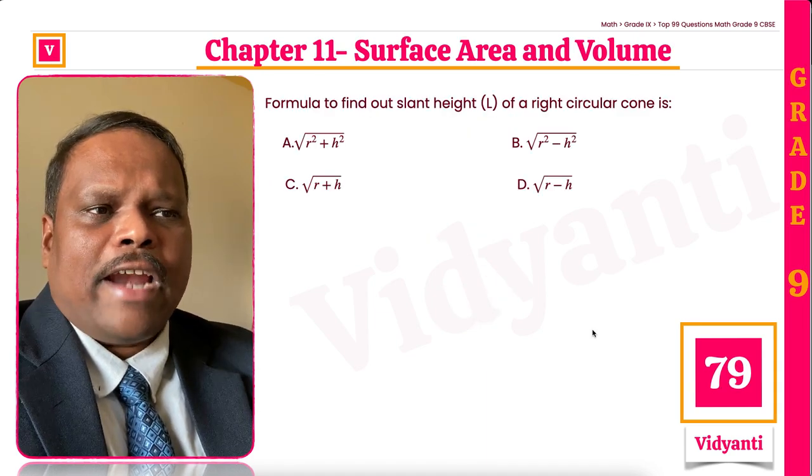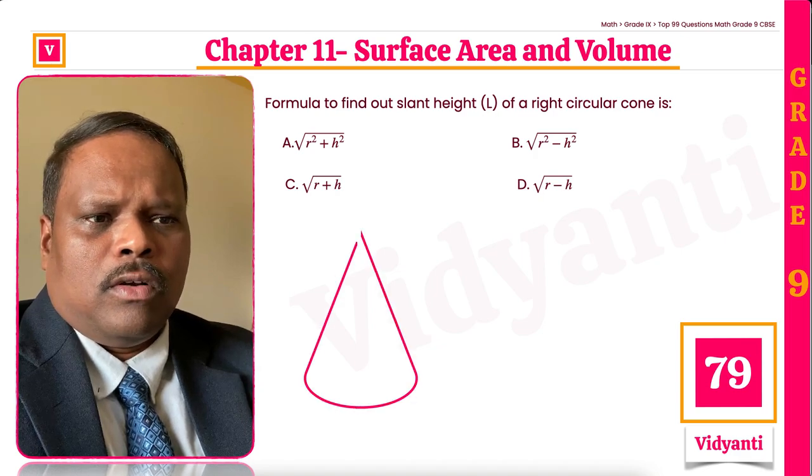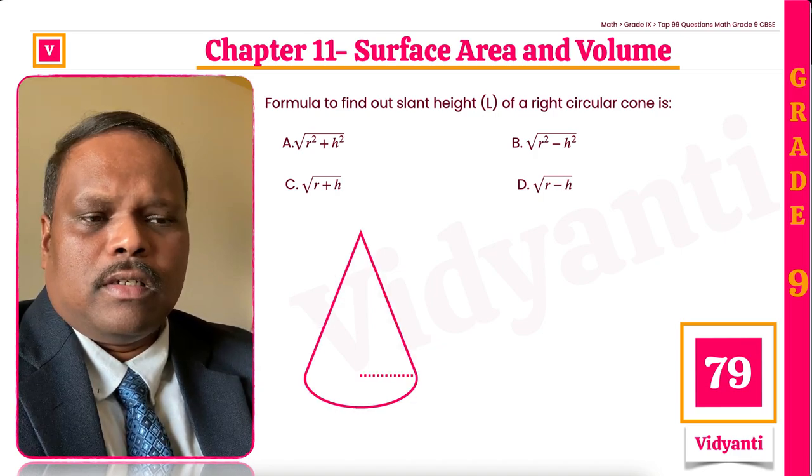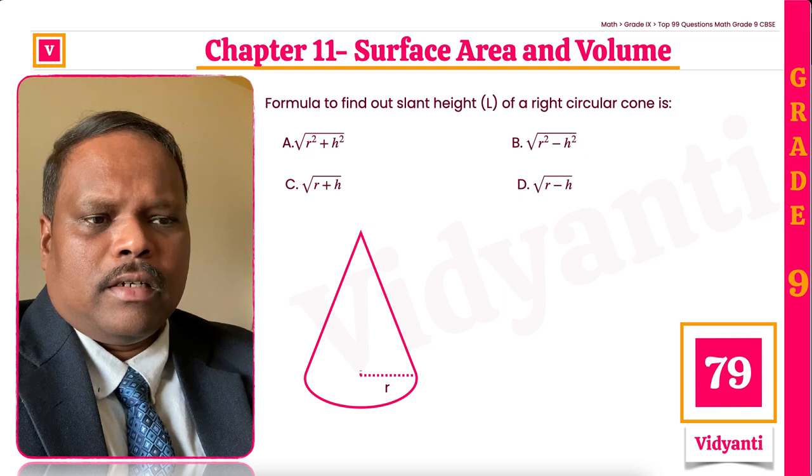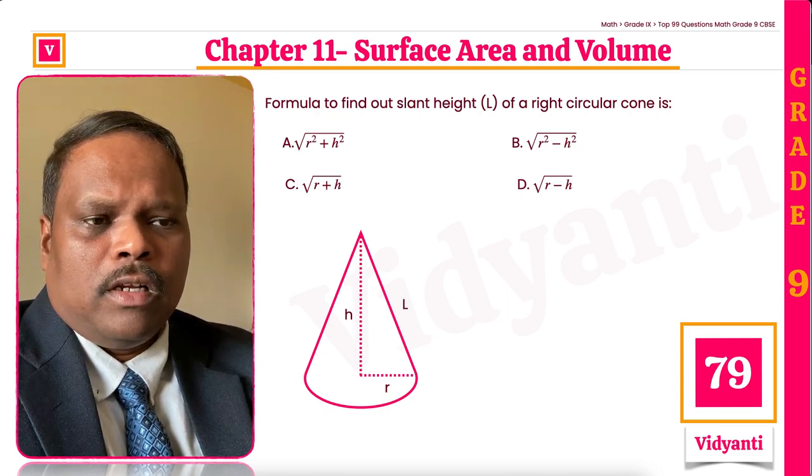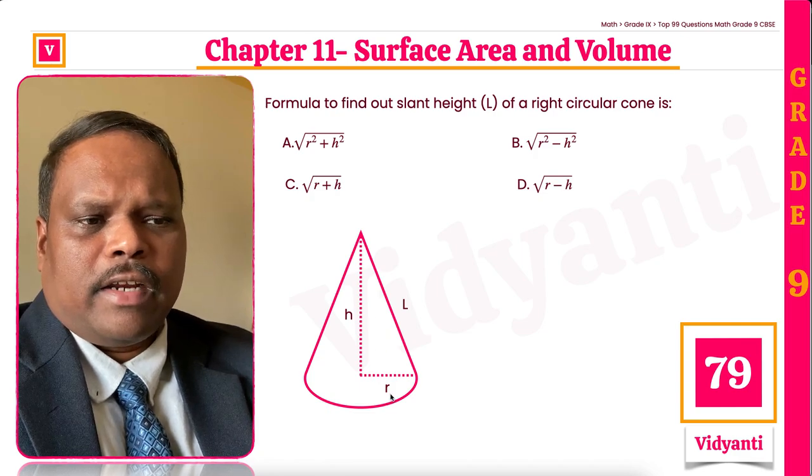Formula for slant height of a circular cone. Well, this is the cone, this is the base radius, and this is the height h. Slant height is the diagonal. If you consider this as a right angle triangle, which is R, H and L will form Pythagoras triplet.